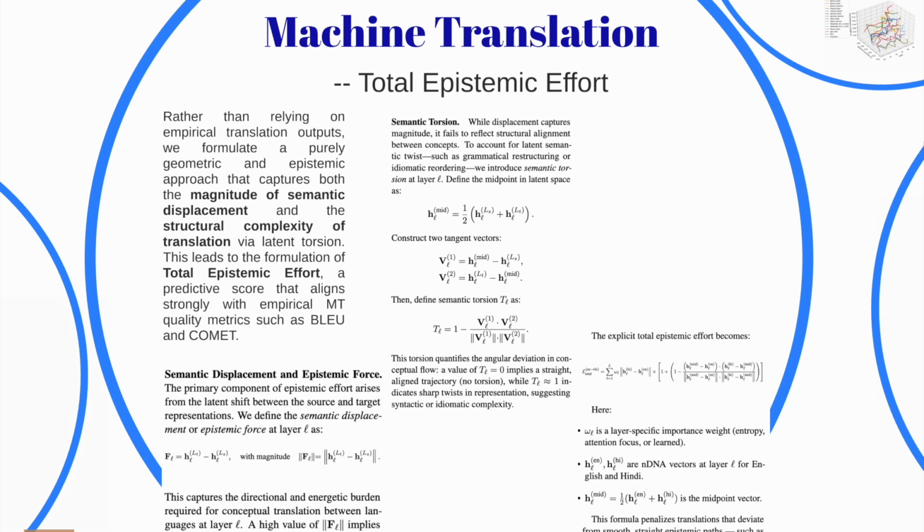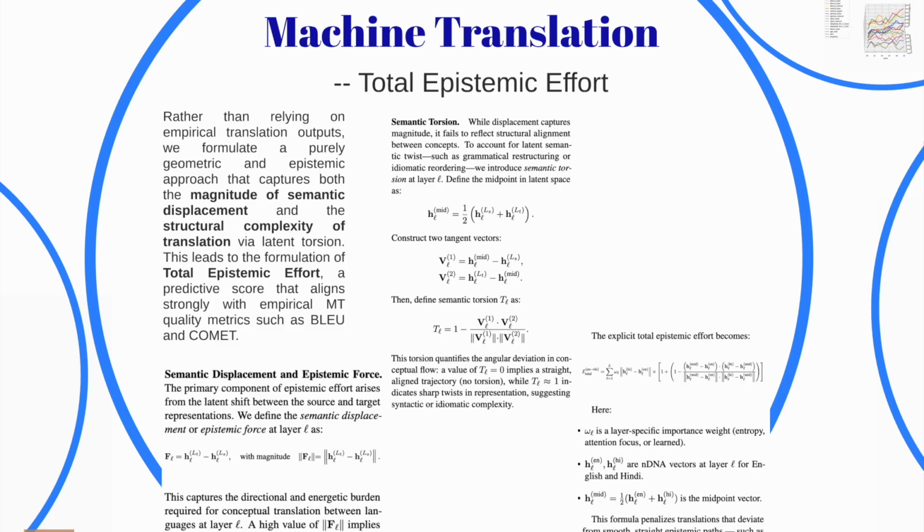naturally supports directionality. English to X and X to English can have different effort because their depth-wise progress vectors can differ. Why does this work? Displacement alone often misses structure. Two languages can be close in space but require a twist to swap subject-verb order or to unpack an idiom. Torsion adds that structural tax.